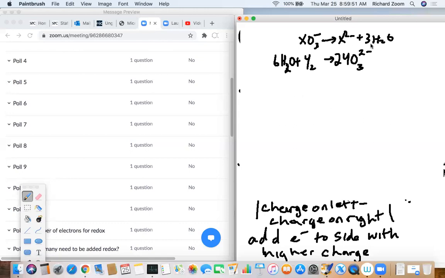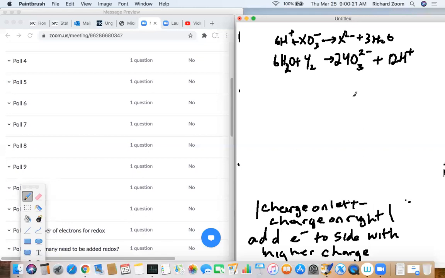Okay, so hydrogens. I'm not going to worry about doing a poll on this one. 6H+ on this side. And this one, well, it's bigger than what I have here, so that'd be 12H+. Okay. Any questions?